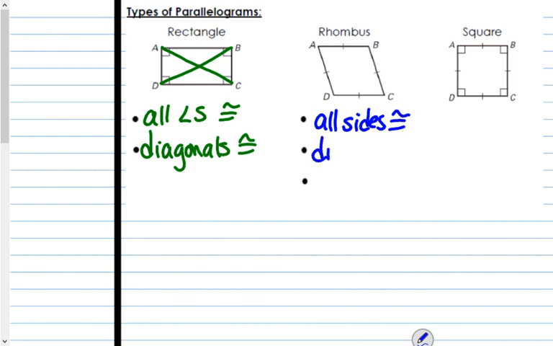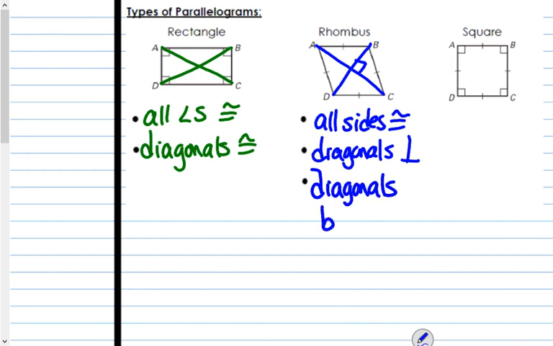Their diagonals are perpendicular, which means their diagonals form 90-degree angles. So AC and DB, where they intersect, 90-degree angles are formed. And the diagonals bisect the angles. So that means that diagonal AC is bisecting angle A. So this little angle right here is equal to this little angle right there. The angle A is cut in half into two equal parts.